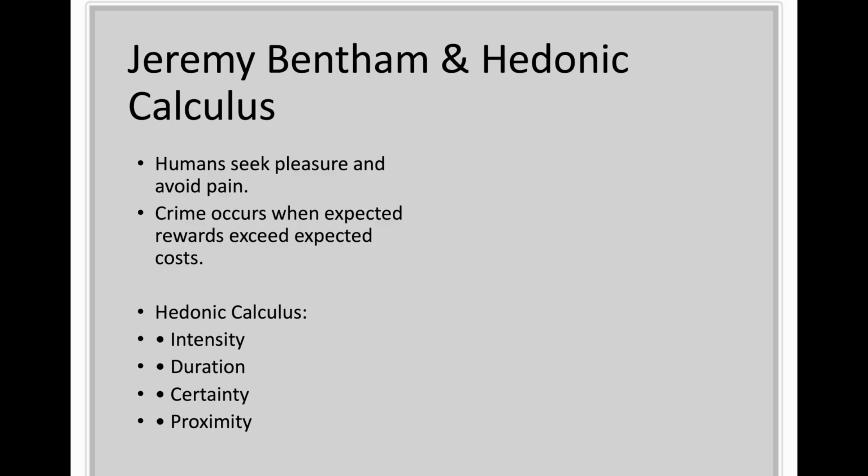The hedonic calculus suggests that people consider the potential pleasures and pains associated with an action. Applying this to crime, the logic is that an individual may commit crime when the expected pleasure or benefit of offending exceeds the expected pain or cost of punishment. So if the perceived reward is high, the perceived risk is low, and the perceived punishment is not severe or immediate, crime becomes more likely.